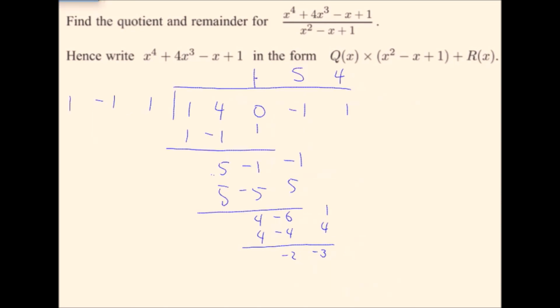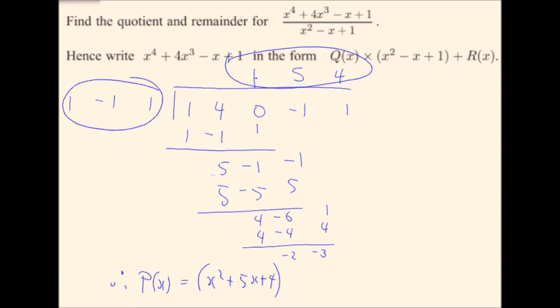So therefore, my polynomial, once again, call it p of x. The quotient is my quadratic here, so x squared plus 5x plus 4, multiplied by the divisor, which was that expression there, so x squared, take x plus 1, and the remainder is that expression here, which is negative 2x, take 3. So now we've expressed our polynomial in that form there.